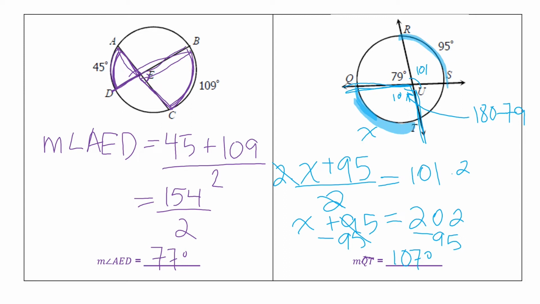So sometimes it's very straightforward, like the first problem where you're just adding the two arcs and dividing by 2. And other times you'll have one of the arcs and one of the angles, and you'll set up your equation with x as that missing arc. You'll still add and divide by 2, but this time it'll equal the known angle.